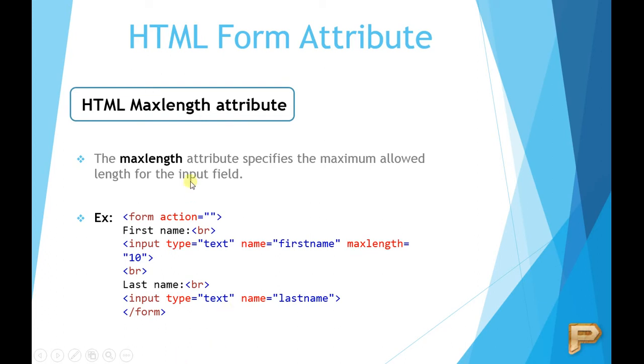So learners, this was all about the form attributes which you saw: maxlength, size, readonly, and disabled. These are the major four form attributes which you can use in the forms you are attaching to your website. So you can use these form attributes accordingly.